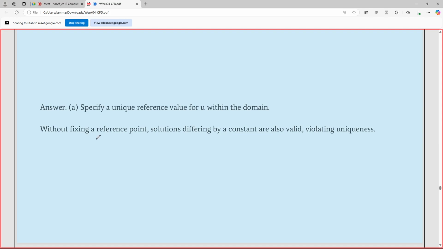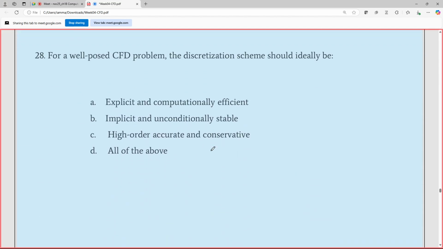Because if there is no unique value within the domain, then we can't have a unique solution, so it will keep on changing. So it will violate the condition of well posedness. Moving on to the next question.